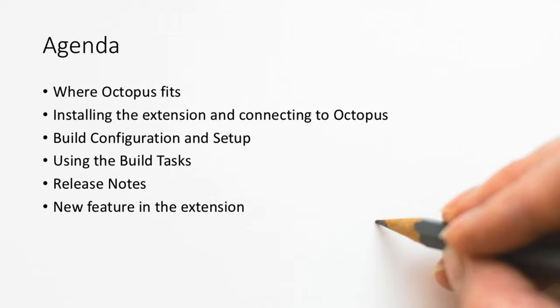We're going to talk about just briefly where Octopus fits in the DevOps kind of life cycle. We're going to look at how you install the extension, how you connect to Octopus. Then we're going to look at setting up your build configuration and how to get that working, and then using the Octopus build tasks that come with the Octopus extension. We're going to have a really brief discussion on release notes, and then there's one more feature in the extension which we released just the other day, which is pretty cool, I think, which we'll show you as well.